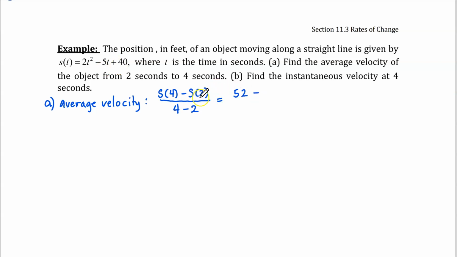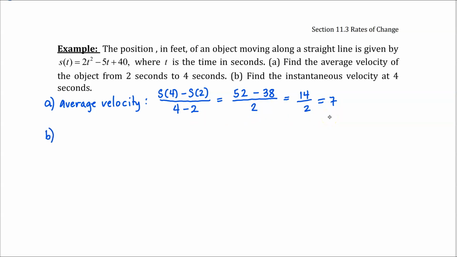Minus s of 2, replace t by 2. So s of 2 is equal to 38, divided by 4 minus 2, which is 2. Now 52 minus 38 is equal to 14, divided by 2 is 7. So the average velocity of the object from 2 seconds to 4 seconds is 7.